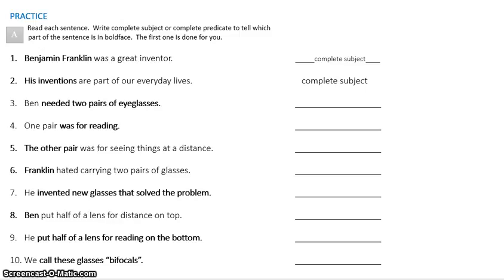All right, now what I want you to do is look at number 3. It says Ben needed 2 pairs of eyeglasses. Needed 2 pairs of eyeglasses is in dark print, so that's the part we're talking about. Well, let's think. Is that who or what the sentence is about, or is that the doing part of the sentence? In that case, it's the doing part of the sentence, so you should write complete predicate on the blank.